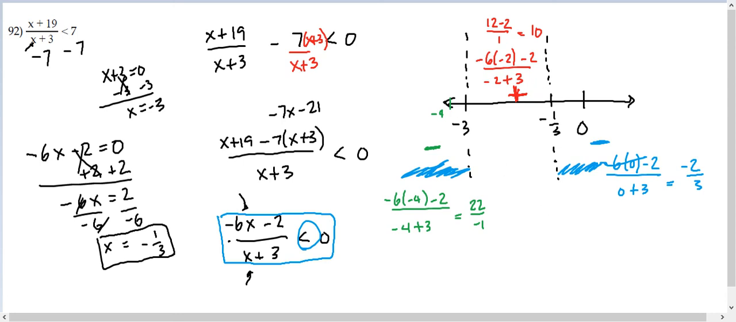So we would write that final solution in interval notation: negative infinity to negative 3, curvy brace because it's a less than, union, and then from negative 1/3 to infinity is the other part where it is negative. And again, curvy braces all around because of the strict inequality.